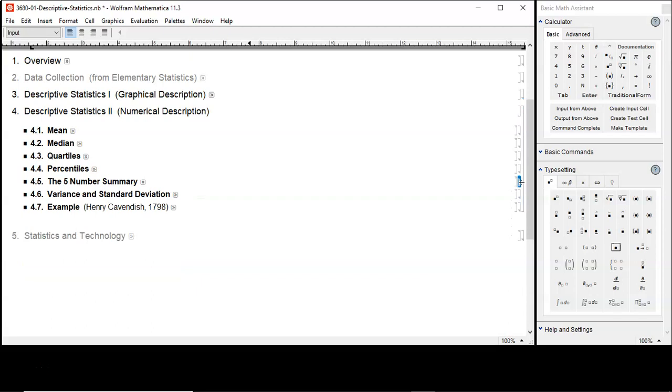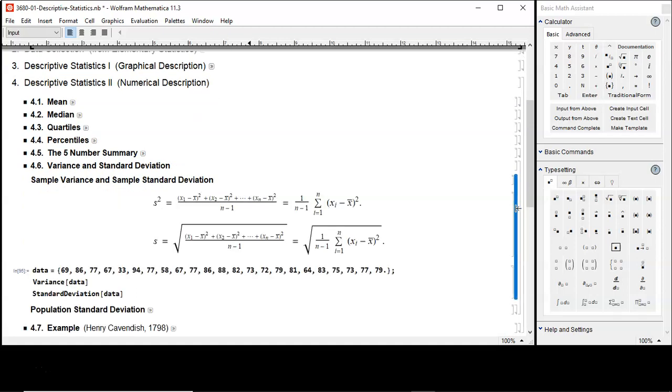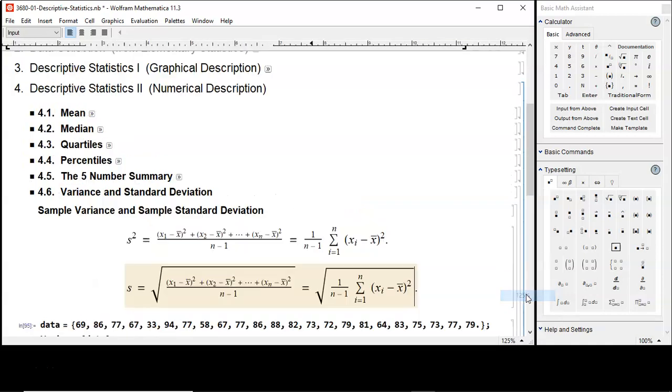Let's see. Do we have enough time to complete it? Let me try. Variance and standard deviation. Okay. This kind of thing is called sample variance, and this kind of thing is called sample standard deviation. Let me expand fonts.